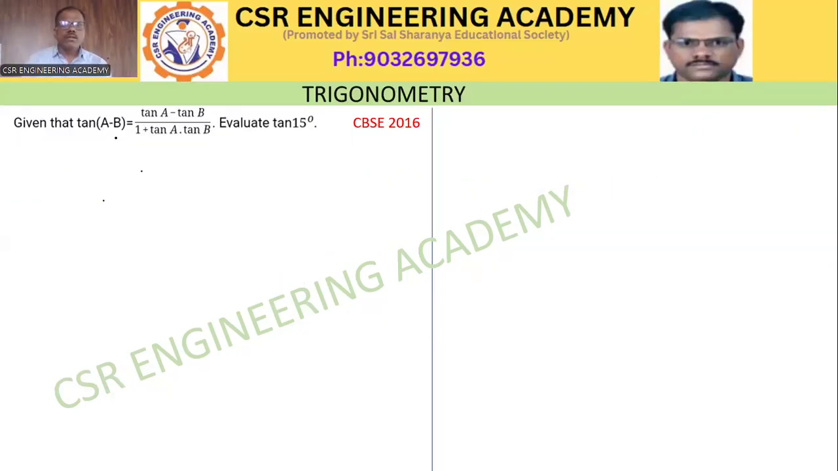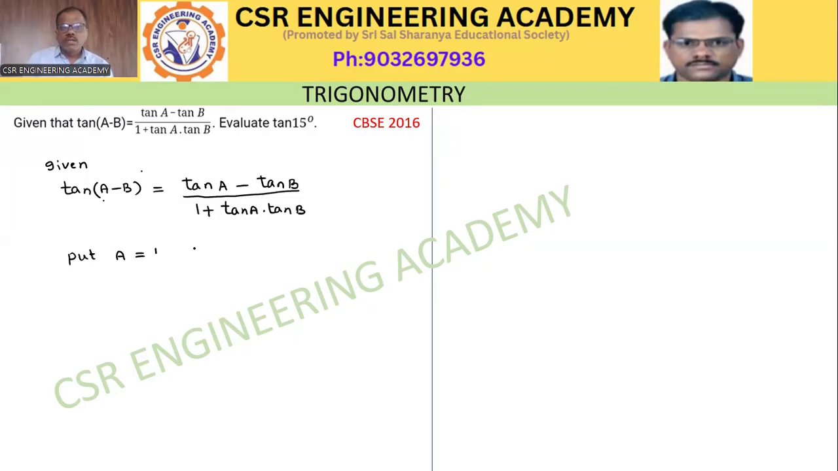Given that tan A minus B is equal to tan A minus tan B divided by 1 plus tan A into tan B, evaluate tan 15 degrees. Given tan A minus B is equal to tan A minus tan B divided by 1 plus tan A into tan B. Put A is equal to 45 degrees, B is equal to 30 degrees.